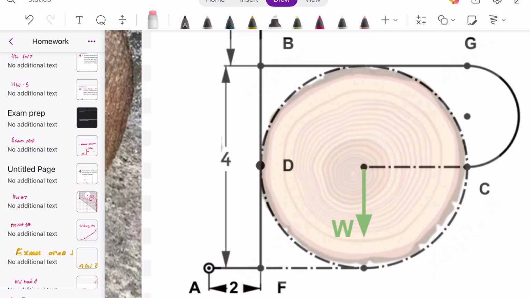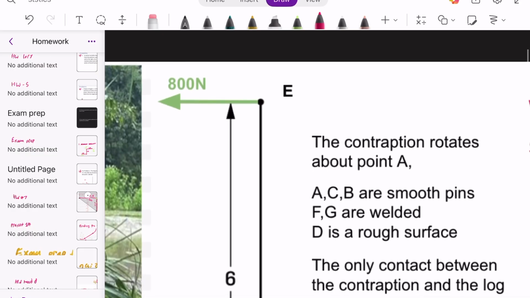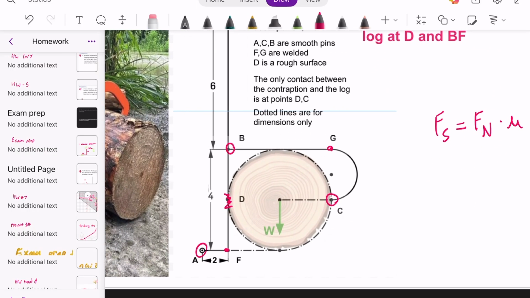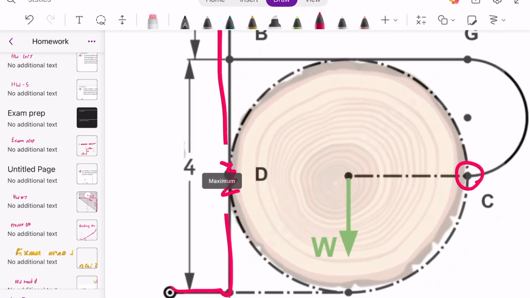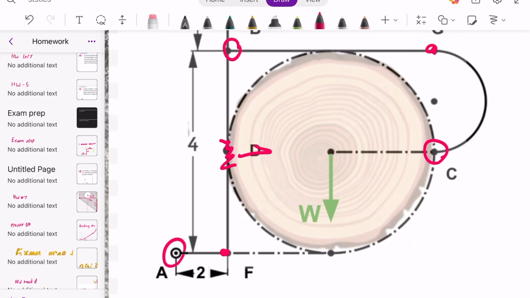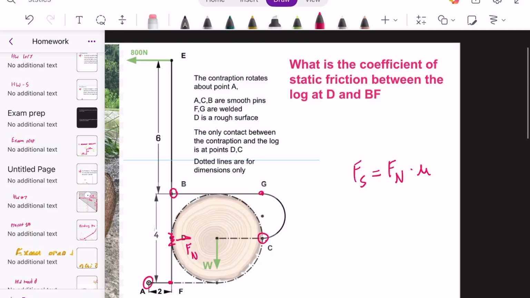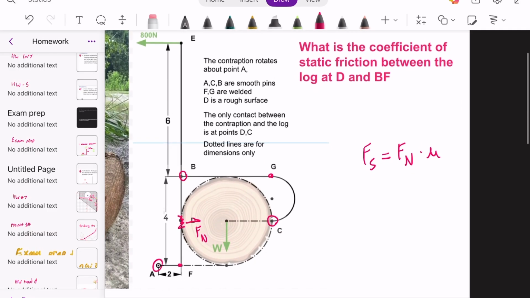So if I get this out of the way, D is a rough surface. A, B, and C are all smooth pins, and F and G are welded. We don't have to worry about what E is because it's not connected to anything. So to start off, what we're going to want to find is this force here, which is the force normal at D.